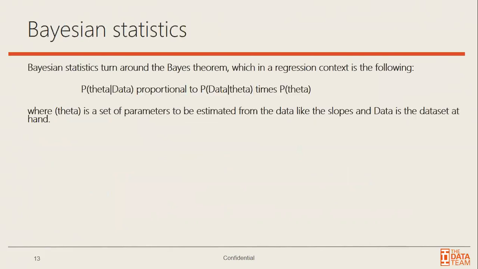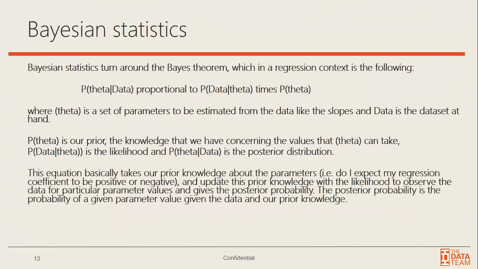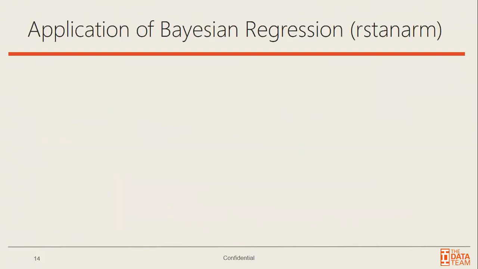Okay, this is a quick summary of Bayesian statistics. You can read up later on. But basically, probability of theta given data is proportional to the probability of data given theta times probability of theta. Okay, it's a mouthful, but just bear with me, you can read it up later.